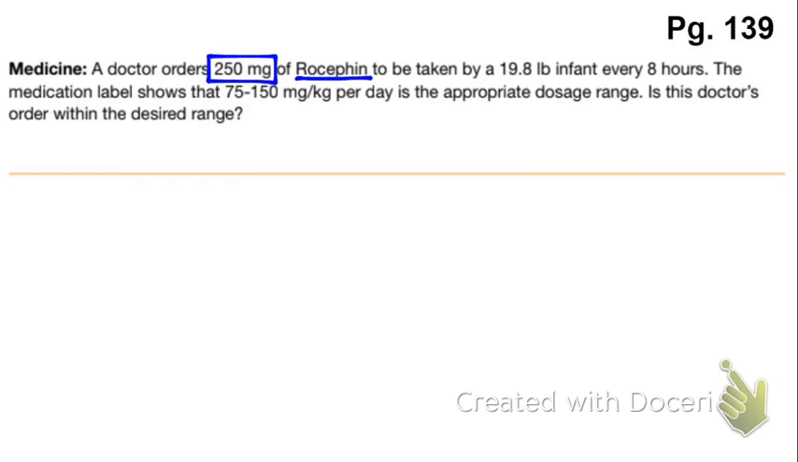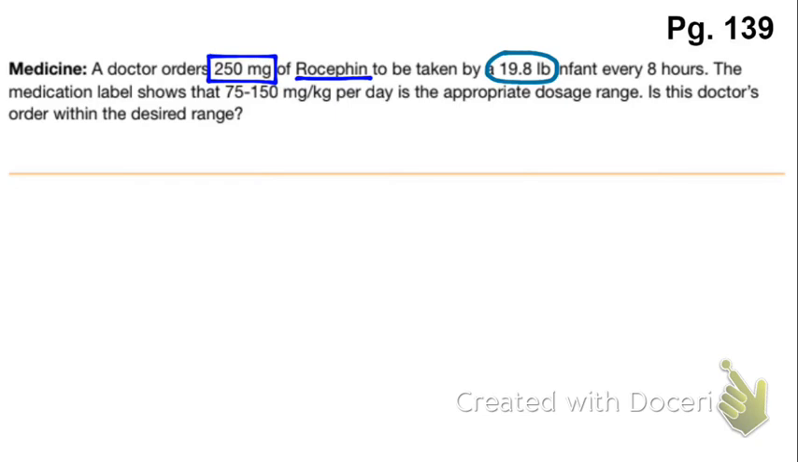It's to be taken by what? What kind of a person is taking this medication? An infant. How big's that infant? 19.8 pounds. Well, it might be like a 1-year-old. It treats infections, so probably like an antibiotic kind of thing.